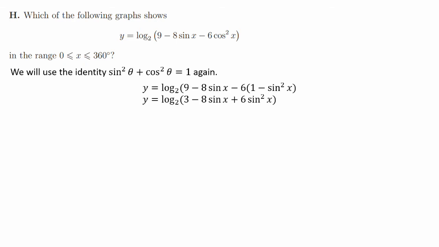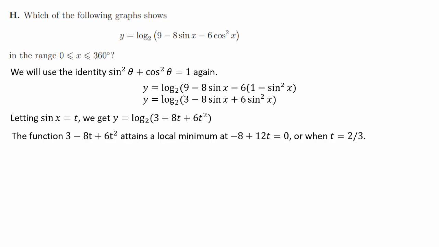We'll be using the identity sine squared theta plus cosine squared theta equals 1 one more time. And by replacing cosine squared x with 1 minus sine squared x, we come to the expression y equals log base 2 of 3 minus 8 sine x plus 6 sine squared x. Now we have to let sine x equal t, and we'll get y equals log base 2 of 3 minus 8t plus 6t squared.